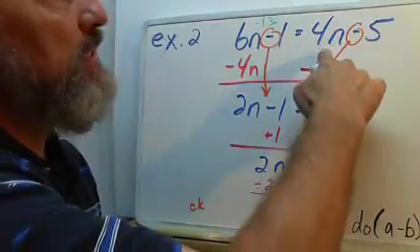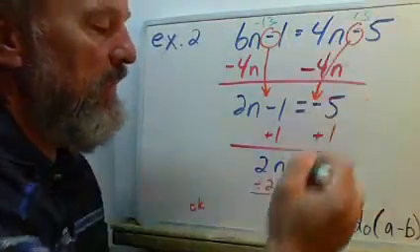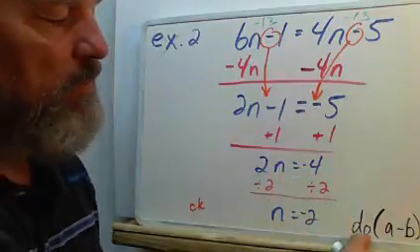4 times negative 2 is negative 8, minus 5 is also negative 13. We have a check. Please press pause and do letters A and B.